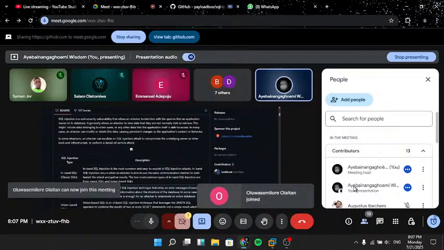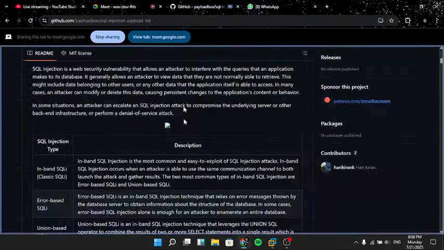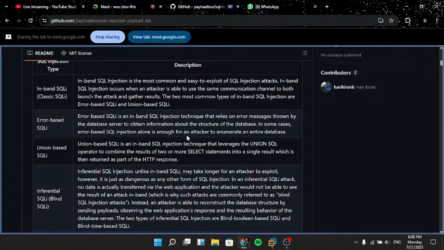We also have the error-based SQL injection, which is a classic SQL injection technique that relies on error messages being thrown by the database server to obtain information about the structure of the database. In some cases, error-based SQL injection alone is enough for an attacker to enumerate an entire database. Sometimes it is not just enough.